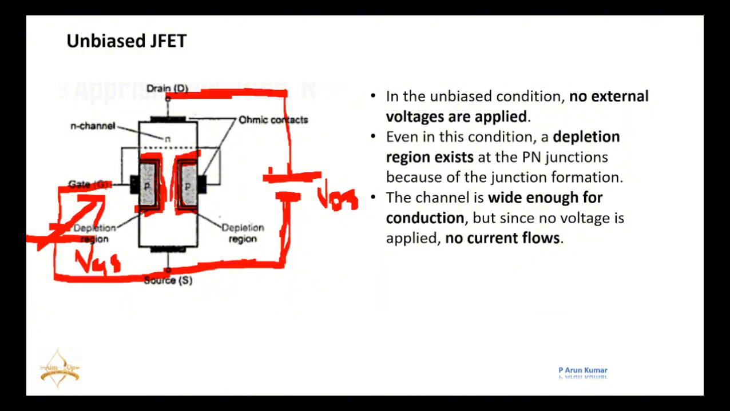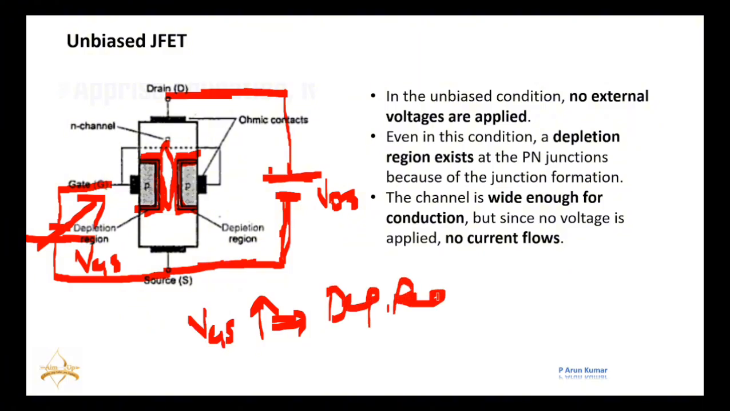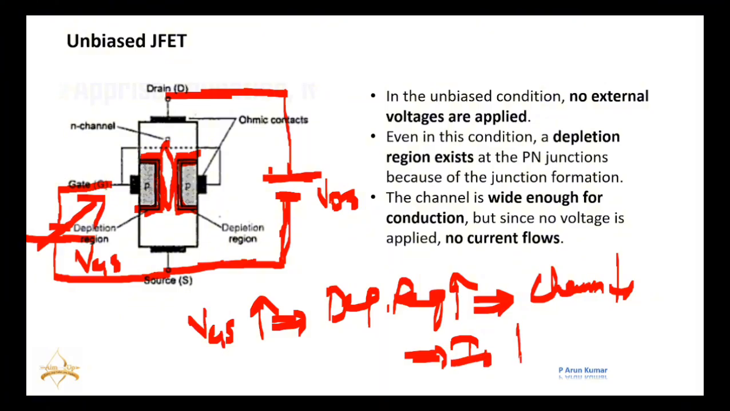By increasing this depletion region, what happens to the channel? The channel width will decrease. Very simple. If I increase this VGS, then the depletion region will increase. By increasing this depletion region, the channel will decrease. It means whatever current is there, the current is decreasing, because the charge carriers going from source to drain keep decreasing, right?